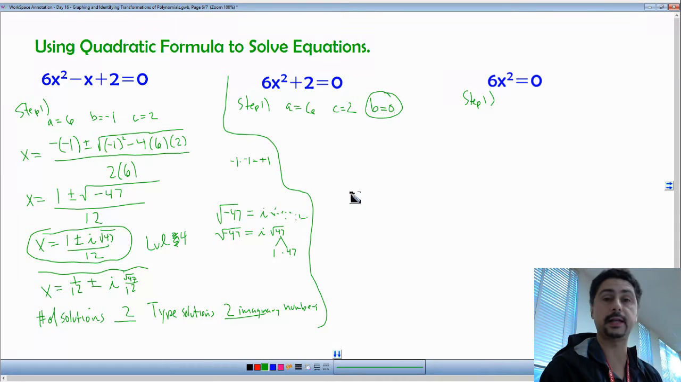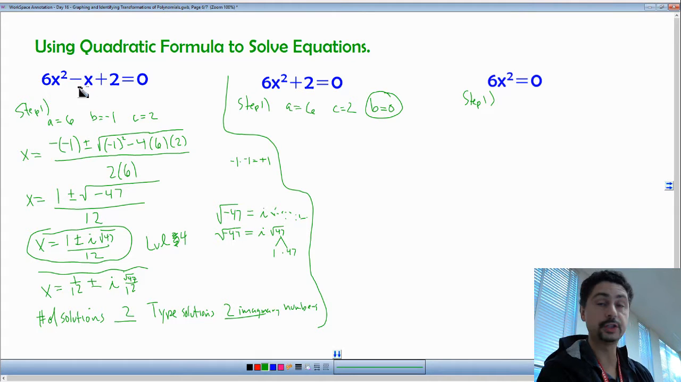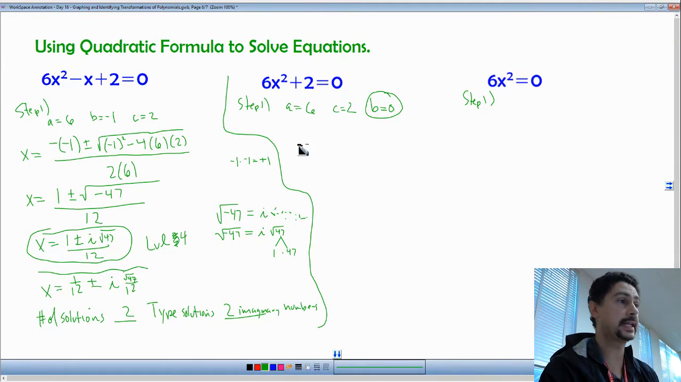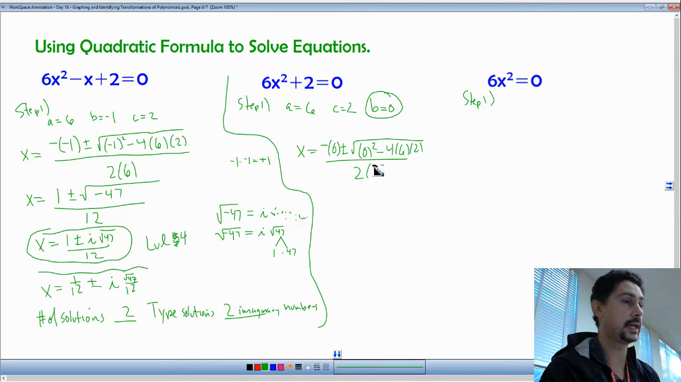I want to make a little highlight on that because if you notice here, there's no X term, so there's really a 0 for the B. So you do the exact same thing you did before, but guess what happens? You get negative 0 plus or minus the square root of 0 squared minus 4 times 6 times 2. Remember to extend the square root all over 2 times 6.